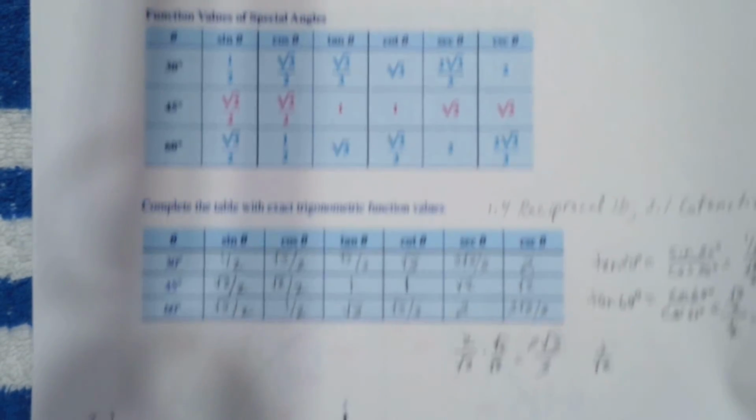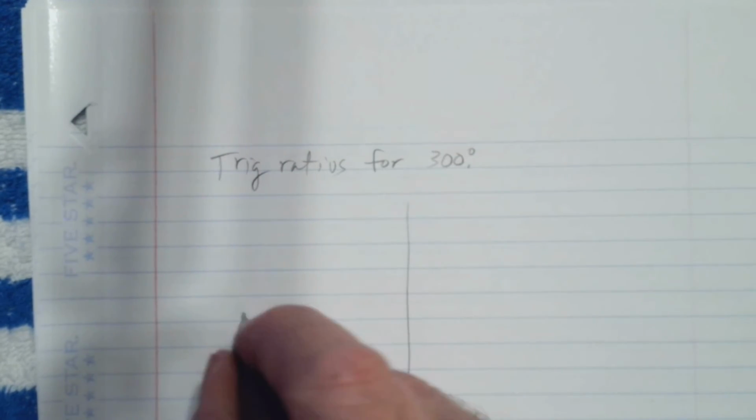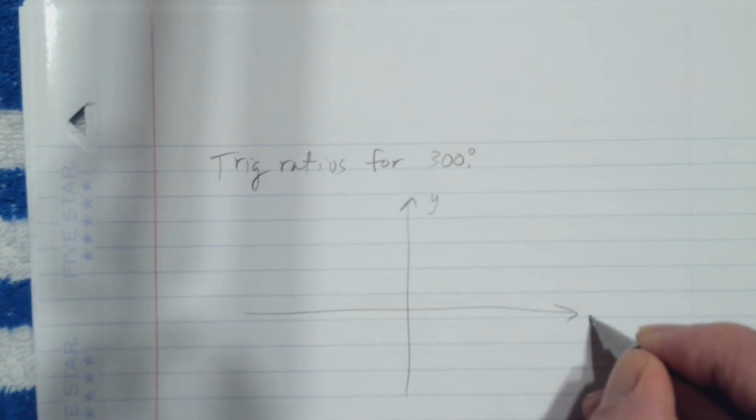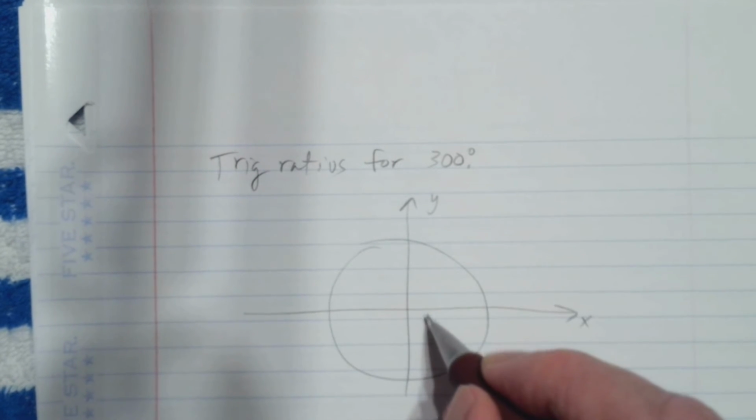Or, I'm sorry, before we do that, I wanted to do a problem. And I forgot to get this set up. So, if you were asked to find the trigonometric ratios for 300 degrees, how would you do that? Well, you'd get on the unit circle, or I'm sorry, on the xy axis, you draw a circle, and 300 degrees, well, think about this.